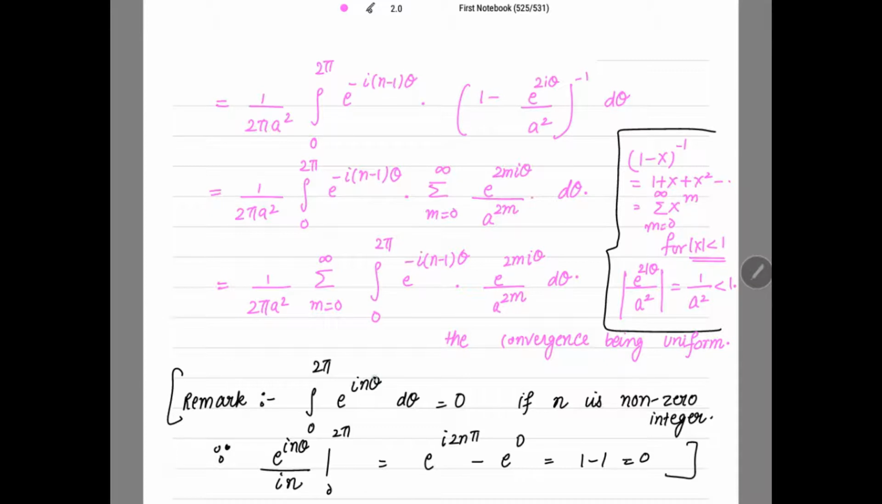See, if I integrate e to the power iota n theta, I get e to the power iota n theta over iota n, with limits from 0 to 2 pi, which is equal to e to the power iota 2n pi minus e to the power 0, right? Now e to the power iota 2n pi is 1. Just open this: cos of 2n pi plus iota sine of 2n pi. So this value is 1, and e raised to the power 0 is also 1, which gives me 0. So whenever we have any power in the exponential, with the integration limits 0 to 2 pi, this comes out to be 0 if the power n is a non-zero integer.